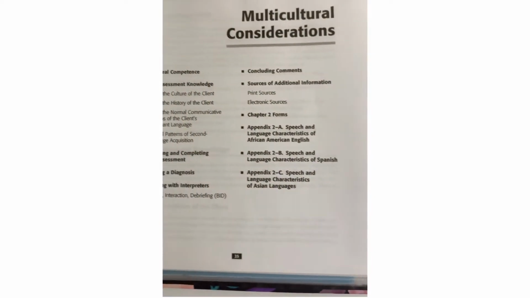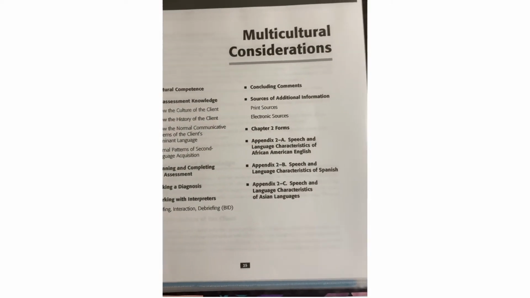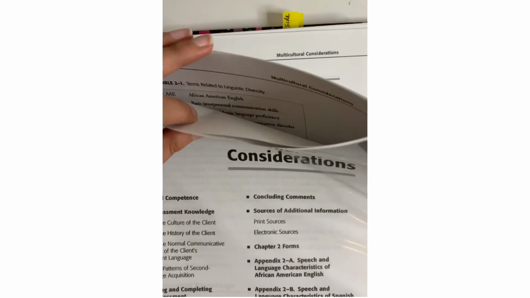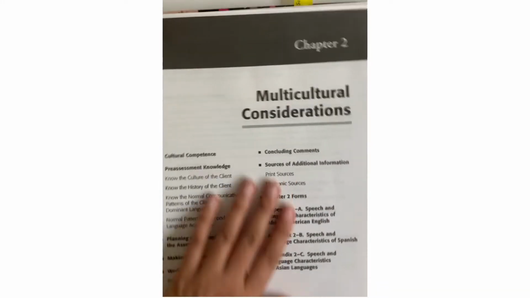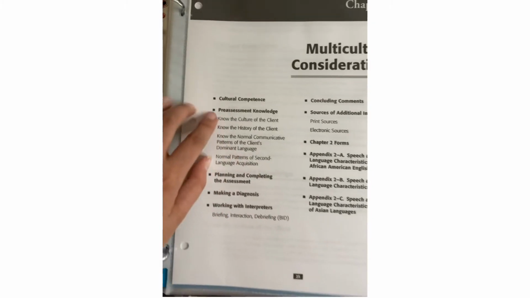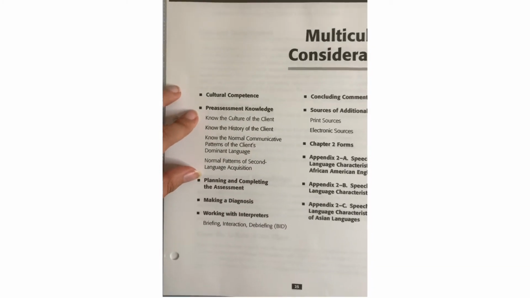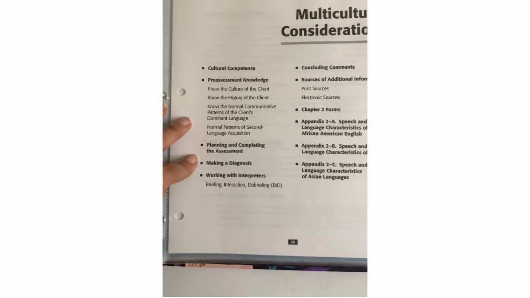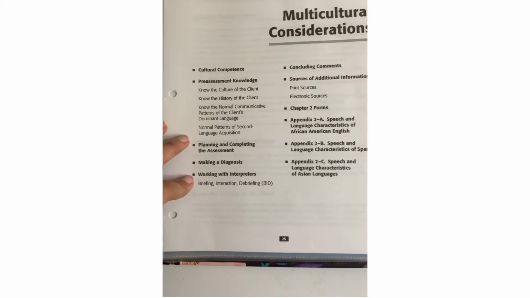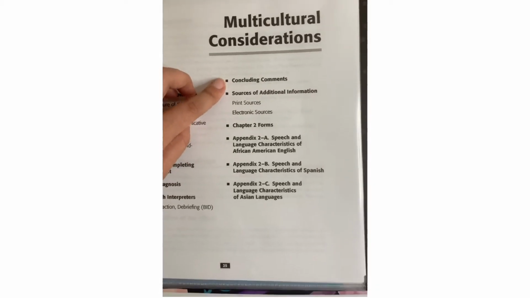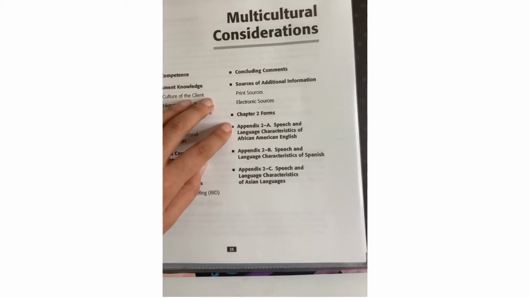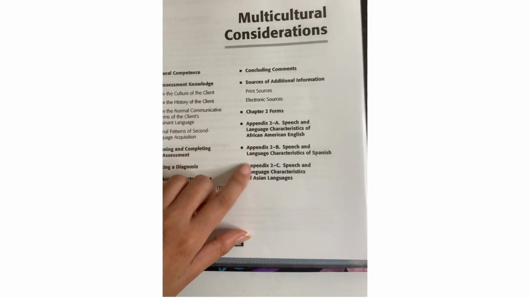And here's the next section, bilingual assessment. I found this multicultural considerations, and inside it has very thick pages about cultural competence, pre-assessment knowledge, planning and completing the assessment, making a diagnosis, working with interpreters, concluding comments, sources of additional information, chapter 2 forms, and then appendix 2A, 2B, and 2C.